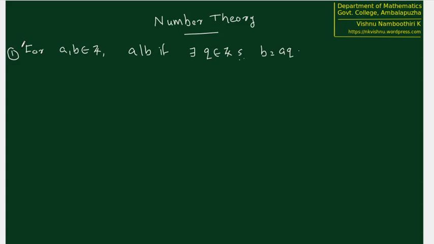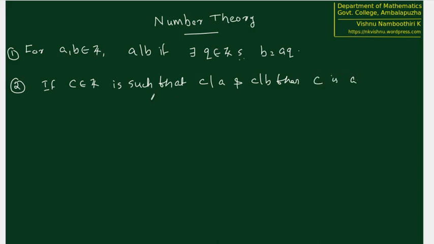What is meant by saying that an integer a divides b? Concept 2. If c belongs to Z, that is c is an integer, such that c divides a, where a is given, and c divides b, then c is said to be a common divisor of a and b.